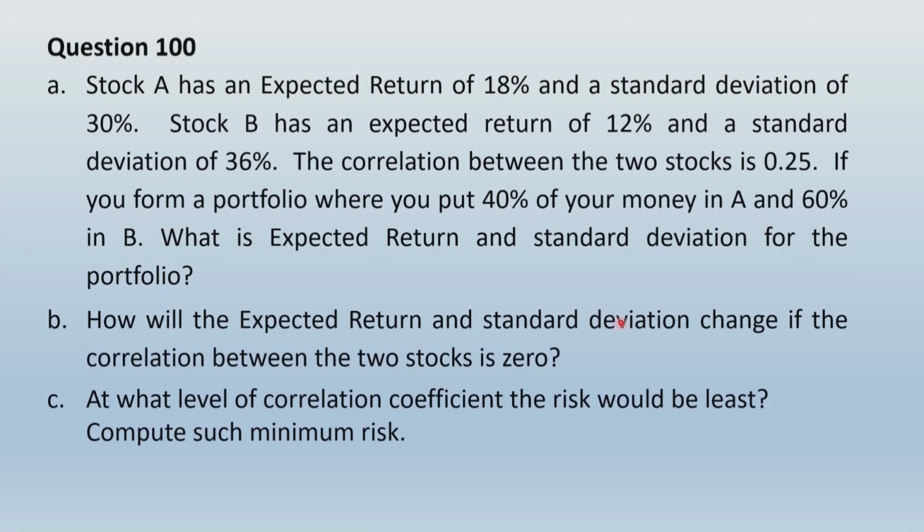So when the correlation initially informed to you was 0.25, if that reduces to 0, the portfolio returns will not change, but portfolio risk in terms of standard deviation will definitely reduce. Now at what level of correlation coefficient the risk would be least? That means what can bring down the risk to as low as possible. Here we are not supposed to change the weights of the stocks. We have to consider the variable as the correlation, and we have learned one thing, when the correlation between the two stocks is a perfect negative correlation, the risk can be minimum.